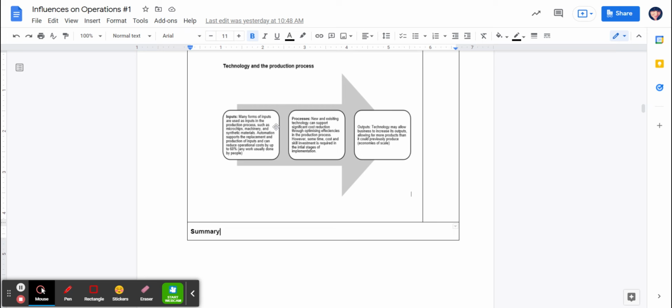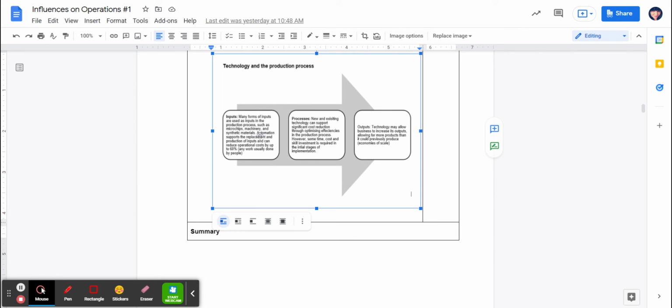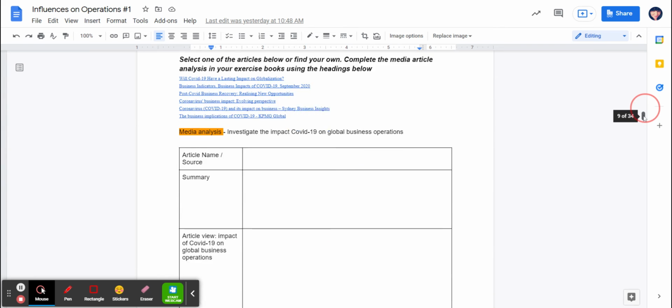This diagram connects how technology influences the production process, or how things are made, at each level of the production process: input, process, and output.